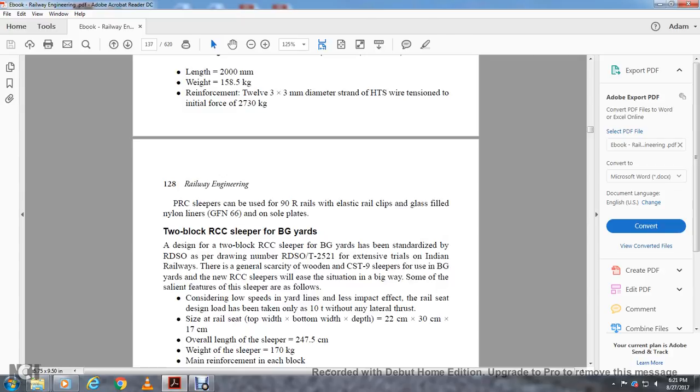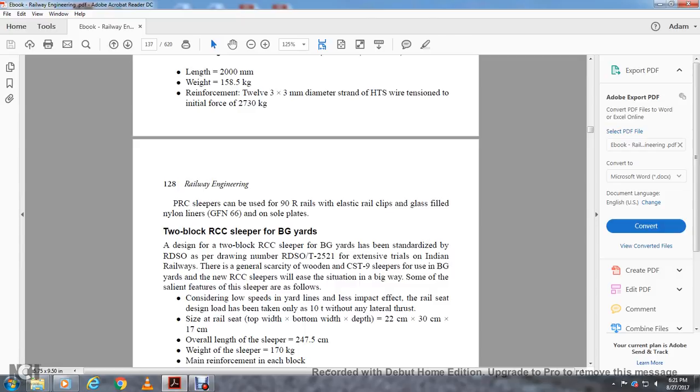The PRC sleeper can be used with the 90 R rail. The elastic rail clips are glass-filled nylon liners, GFN 66 on sole plates. The two-block RCC sleeper for broad gauge: the design of the two-block RCC sleeper for broad gauge has been standardized by the Research Design and Standards Organization for drawing minimum number of DSC T2521 with excessive travel for the Indian Railway.